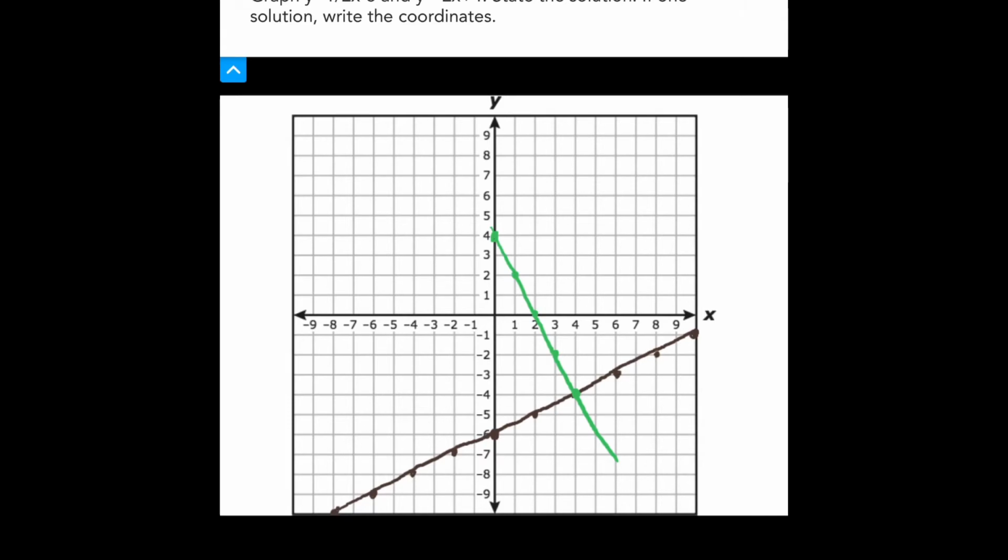So lastly, it says state the solution. If one solution, write the coordinates. Well, this is one solution because our lines are crossing at one spot. So we are going to state the coordinate. Remember, your coordinates have to be an xy coordinate. So they are crossing at 4 on the x-axis and negative 4 on the y-axis. So your answer to the systems of equations would be 4, negative 4.